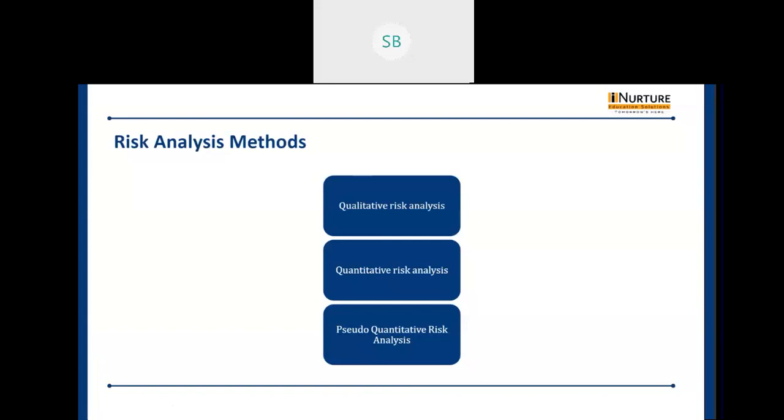Then a value will be assigned to the threat. All this method is referred to as quantitative risk analysis. You can also call this method probabilistic risk analysis. Now, probabilistic risk analysis answers three basic questions.